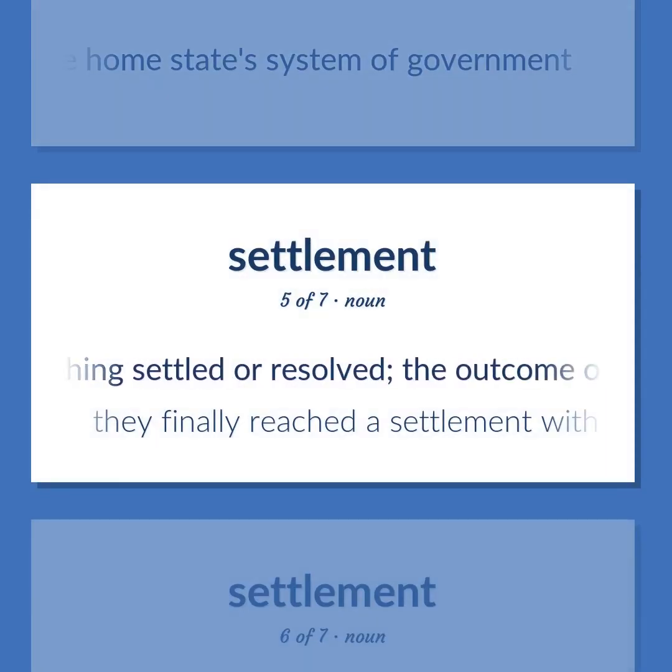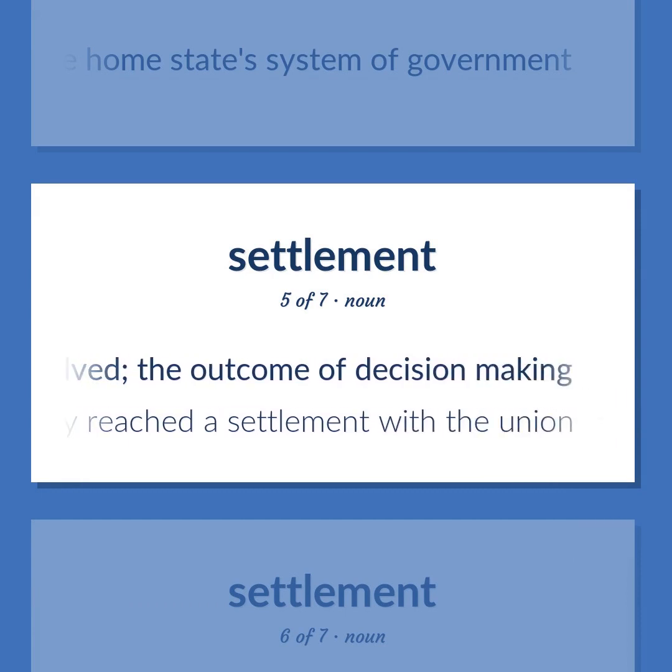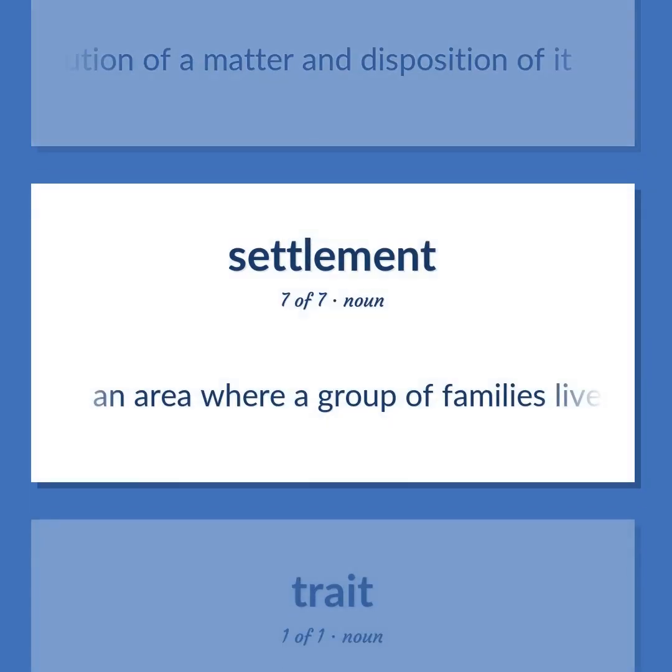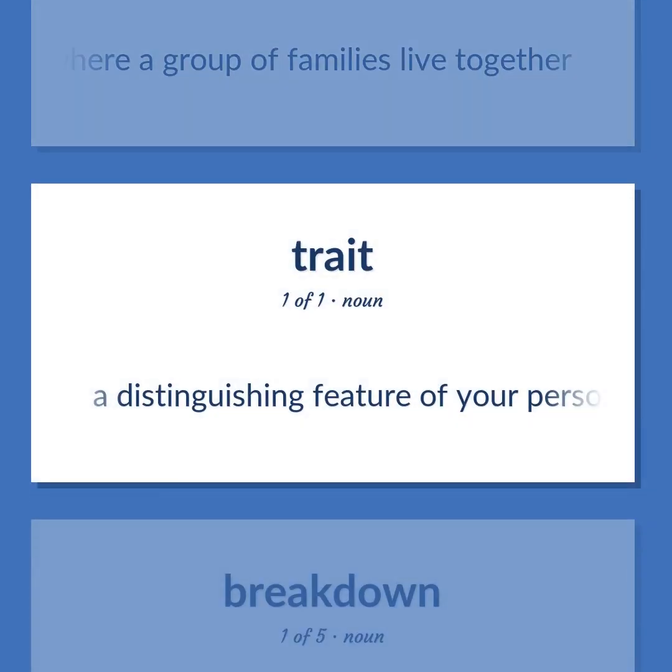Something settled or resolved. The outcome of decision-making. They finally reached a settlement with the Union. A conclusive resolution of a matter and disposition of it. An area where a group of families live together. A distinguishing feature of your personal nature.